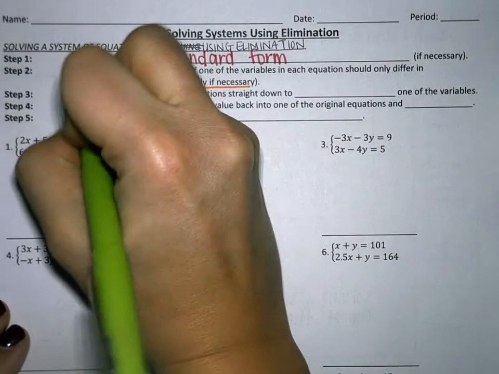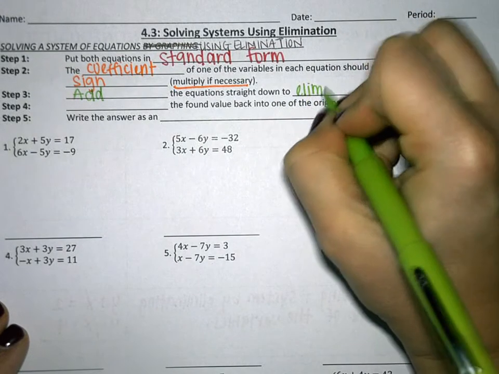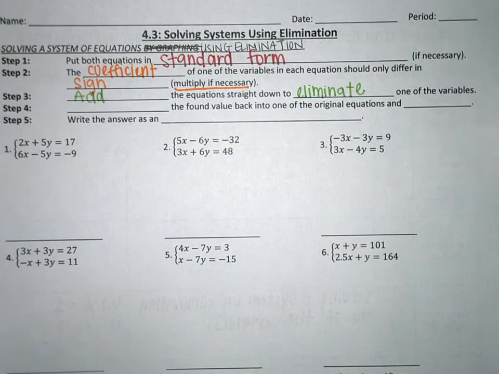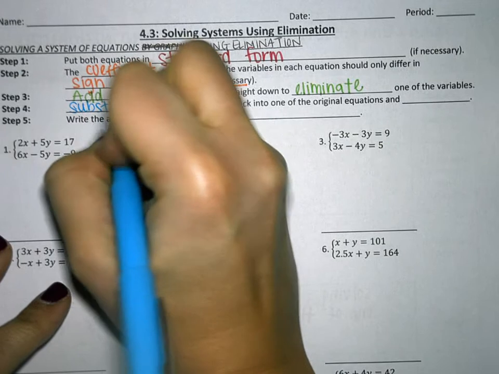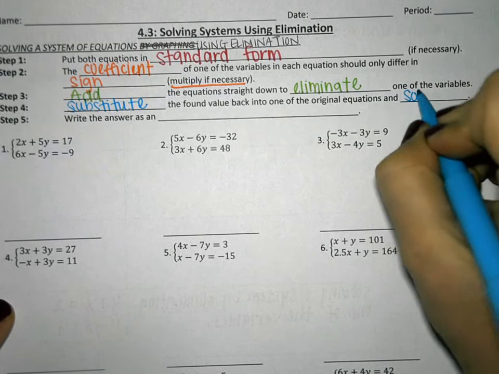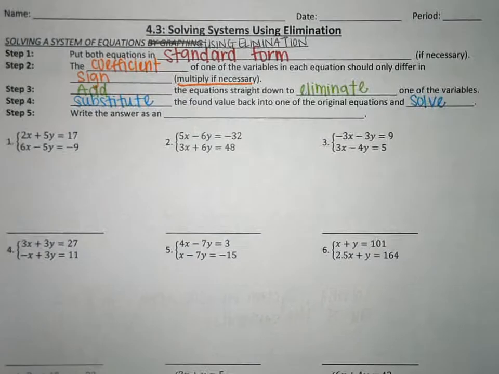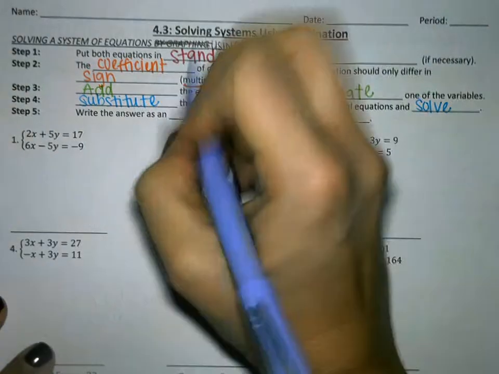So then step 3 is you will add the equations straight down to eliminate one of the variables. And that will get you a variable solved for, so either x or y. It will differ every time. But then after you solve for that variable, you can substitute the found value back into one of the original equations and solve for the missing value. And then, as always, you want to write your answer as an ordered pair.